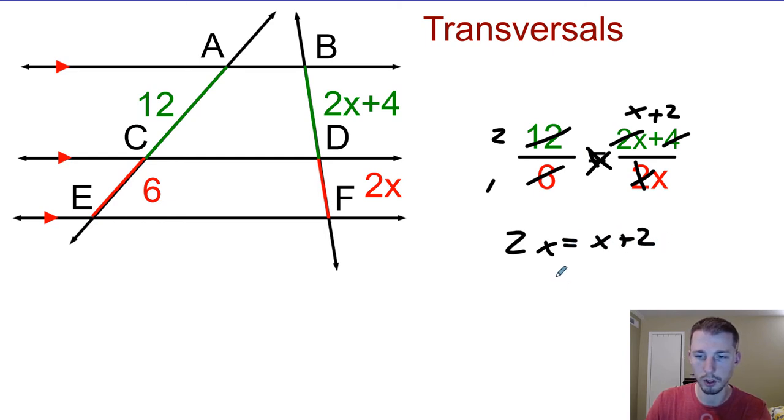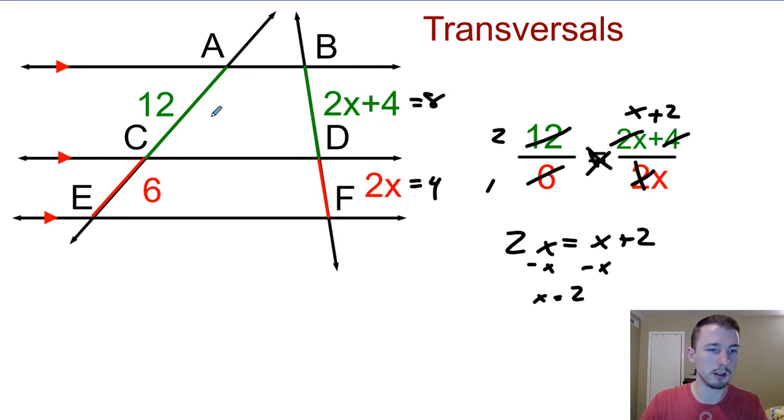So therefore, if we subtract x from both sides, minus x, we get x is equal to 2. Oh, okay, nice. So if I plug it in, that would mean this is 4, and this is going to be 4 plus 4, which is equal to 8.